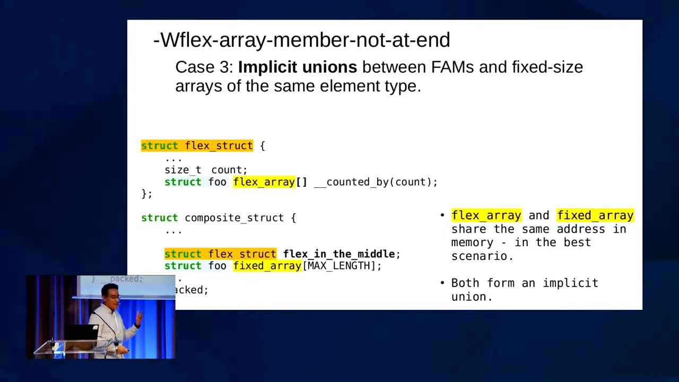I say this because I have actually found a couple of cases where people thought they knew what they were doing. They were expecting the flexible array and the fixed size array to share the same memory address, but in fact, due to the alignment of the composite structure, there was a huge hole of padding between those arrays. So it is prone to error. Even when we think that we know what we are doing, in a lot of cases it's not the case, right?